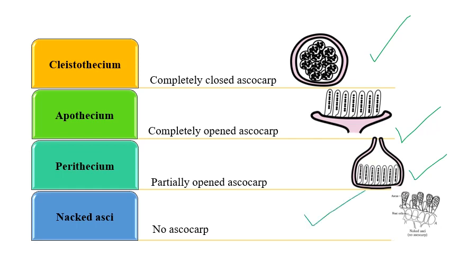These are all the sexual fruiting bodies. Asexual fruiting bodies are like pycnidium, sporodochium, acervulus, and synnema. Those are all the asexual fruiting bodies. Cleistothecium, apothecium, perithecium, and naked ascus are the sexual fruiting bodies produced by fungi, especially the Ascomycota group of fungi.